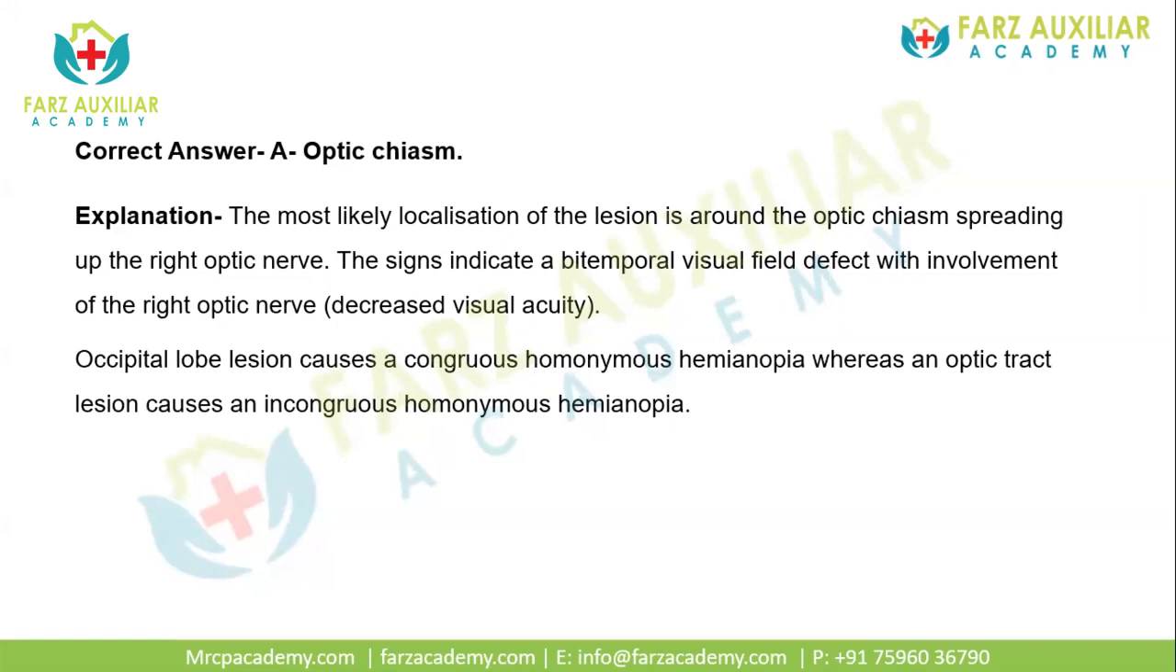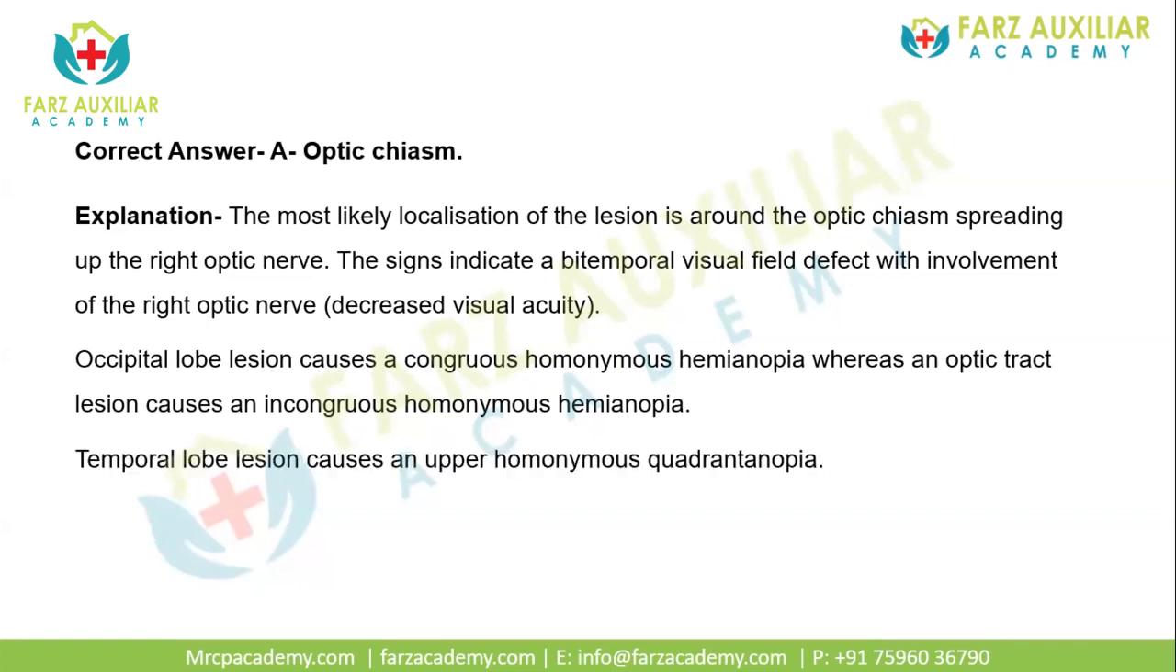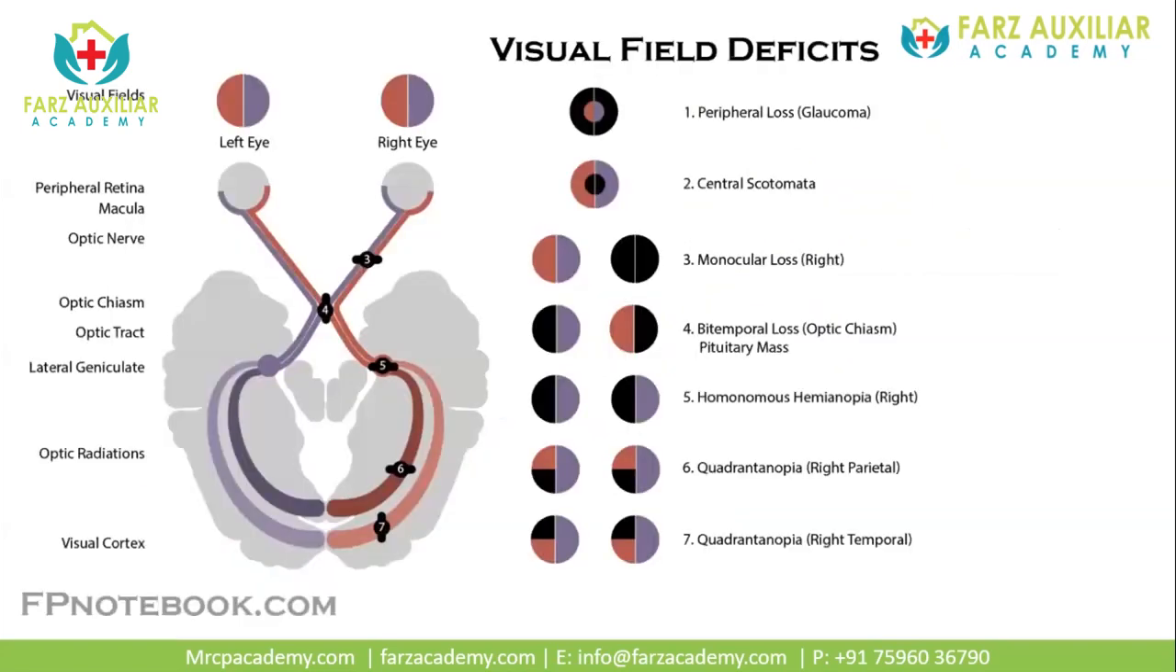So an occipital lobe lesion causes a congruous homonymous hemianopia, whereas, as I just mentioned, an optic tract lesion causes an incongruous homonymous hemianopia. A temporal lobe lesion causes an upper homonymous quadrantanopia. Optic nerve lesions in isolation lead to unilateral visual signs. Again, my favorite photograph.